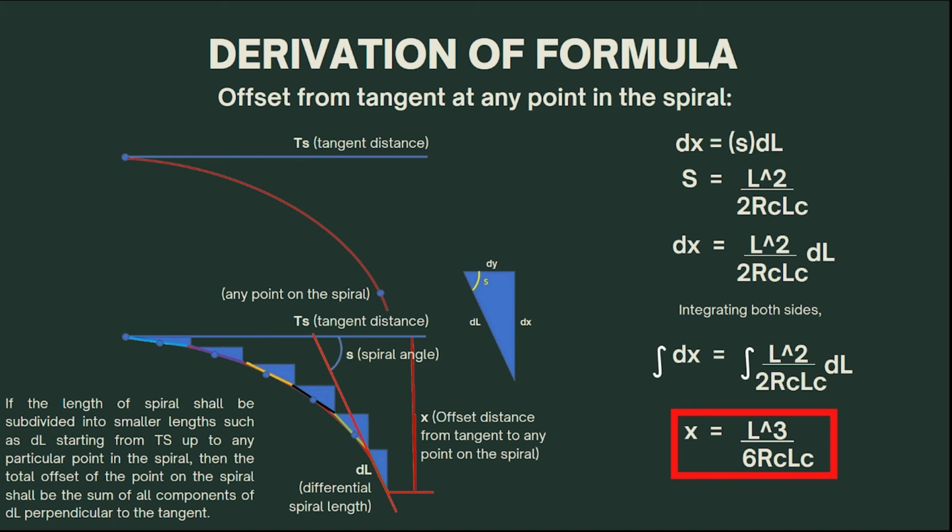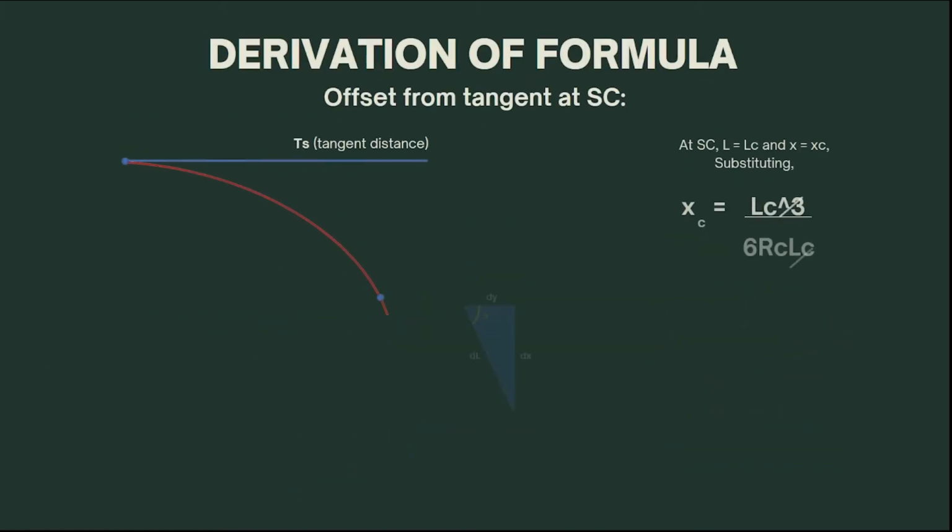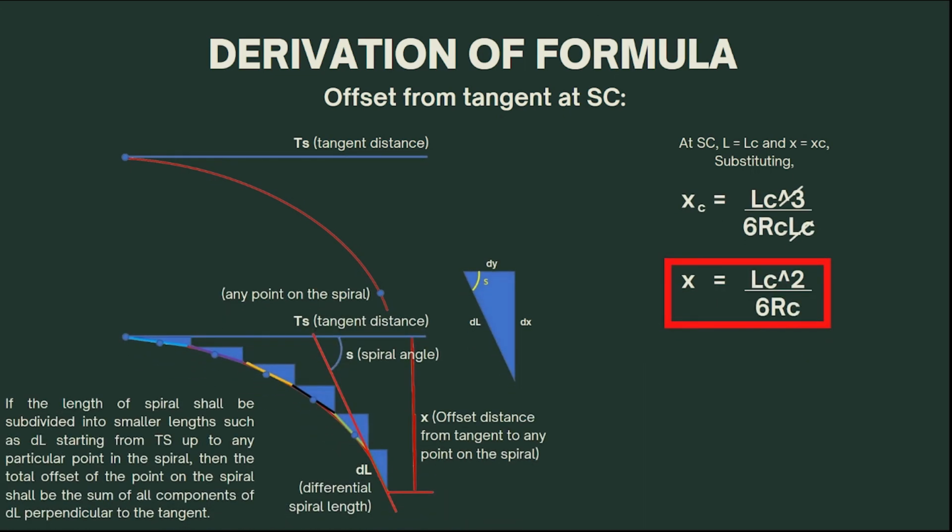We integrate both sides and come up with a new formula for the offset from the tangent at any point in the spiral, which is x equals L cubed over 6RCLC. To find the offset from the tangent at SC, we simply substitute L equals LC and x equals XC. We can see that we can eliminate the numerator and the denominator to come up with a new formula, which is x equals LC squared over 6RC for the offset from the tangent at SC.